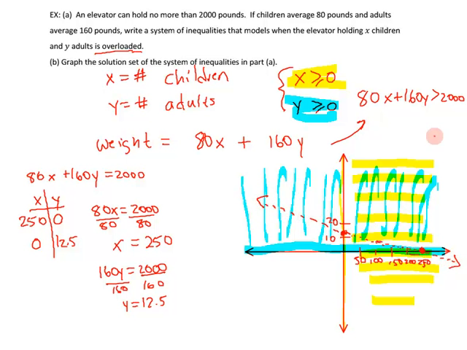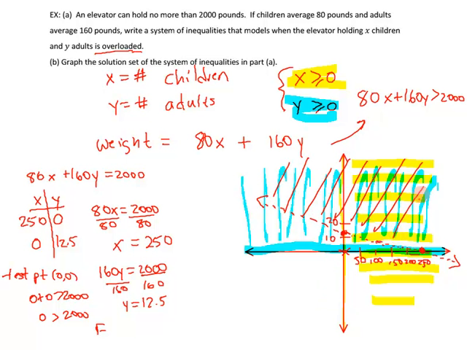Now the question is, do I shade above there or beneath there? So I plug in my test point using the origin again. If I plug in 0, 0 in here, I get 0 plus 0 is greater than 2,000, or 0 is greater than 2,000, which is false. So I don't shade the side that contains the origin, I shade above. Now the region that's shaded in all three inequalities is the solution to the problem. That's when the elevator would be overloaded.